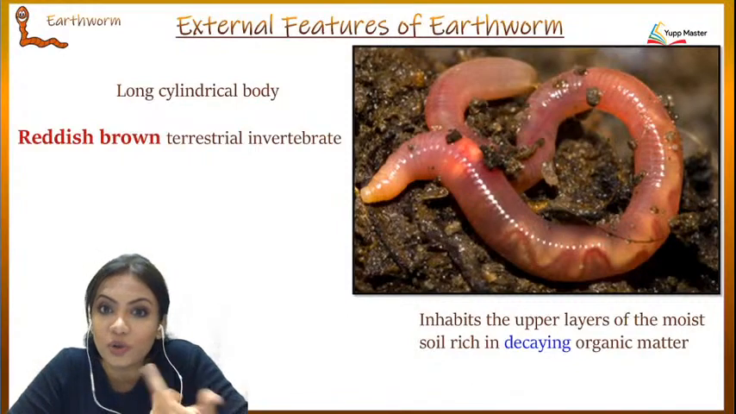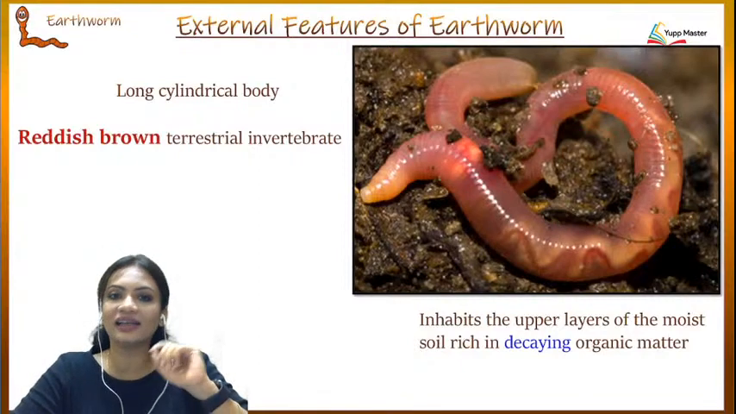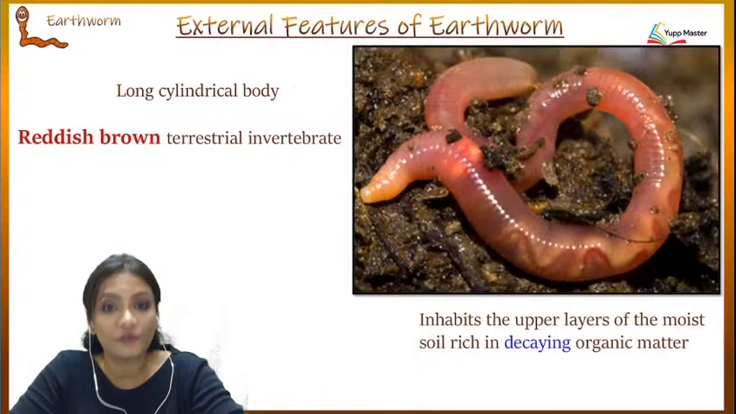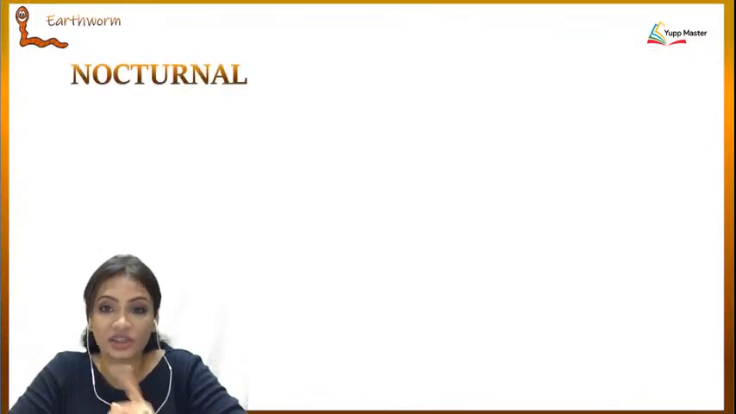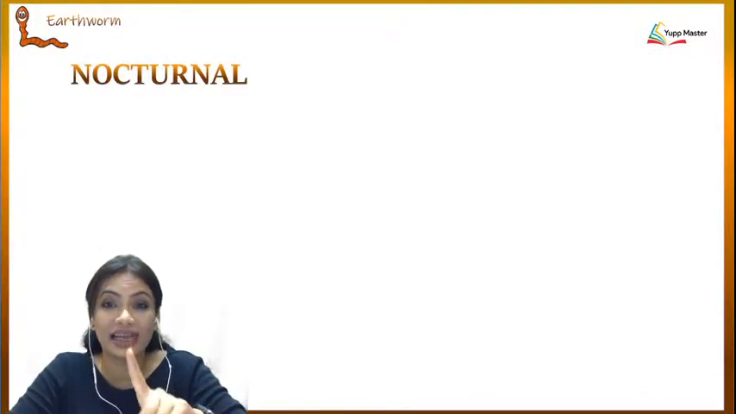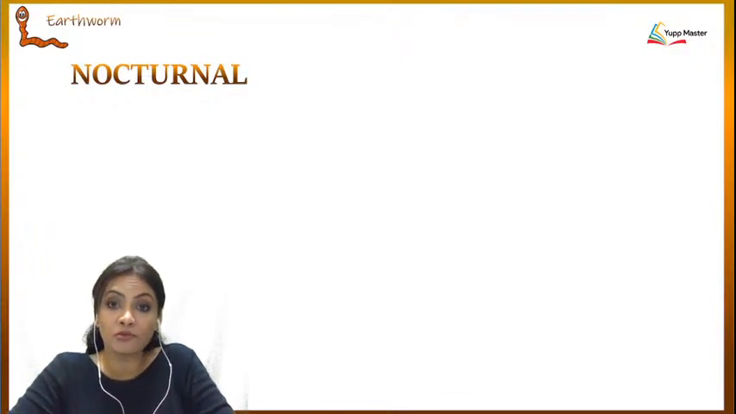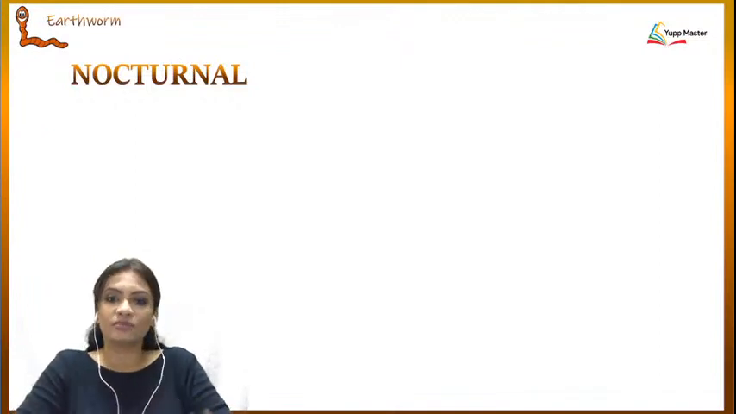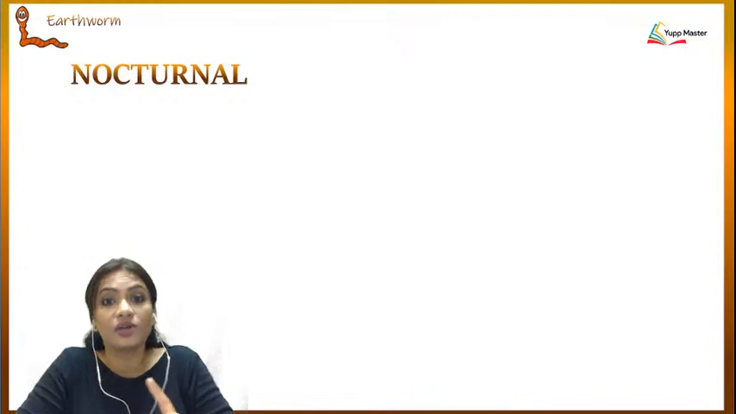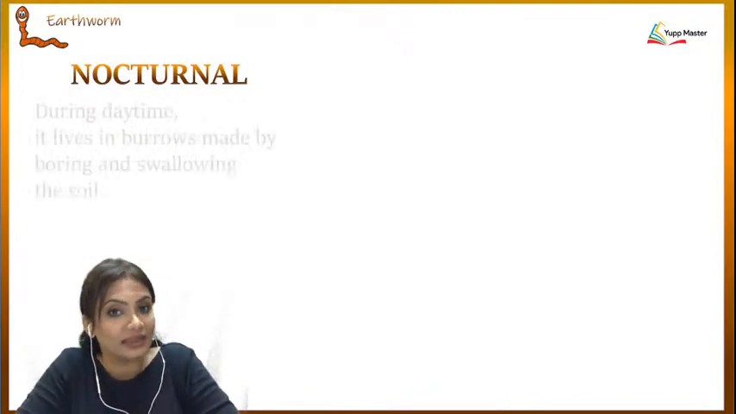What are they going to do over there with that decaying matter? We will see that in a little while, okay. So first of all, we see that these are found in the moist soil that is rich in the dead decaying organic matter. We see that these earthworms are more active during night. So any animal which is more active during night time, we call these animals nocturnal animals, alright. So they are more active at night time.